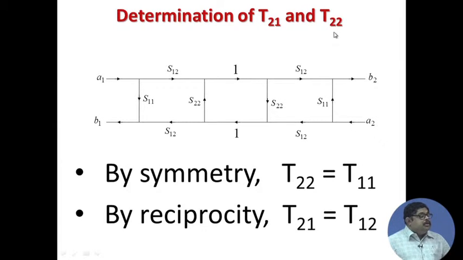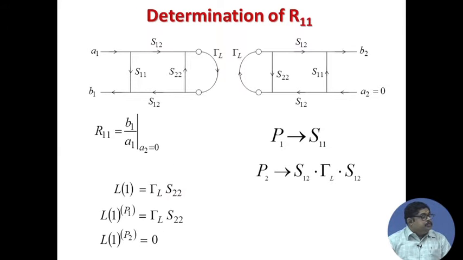Then T21 and T22, you see the signal flow graph. By symmetry we can say that T22 is equal to T11, and by reciprocity, the whole thing is reciprocal. Error boxes we also assume to be reciprocal. Obviously, the through connection is reciprocal. So, by reciprocity T21 equals T12. So, no extra information is coming from this, but we now know the T matrix completely. That means, when we make the through connection, we know this T in terms of these S parameters. Now, the T matrix we can measure.